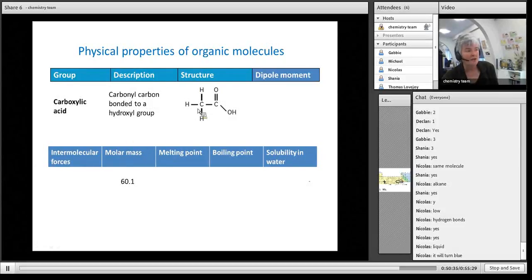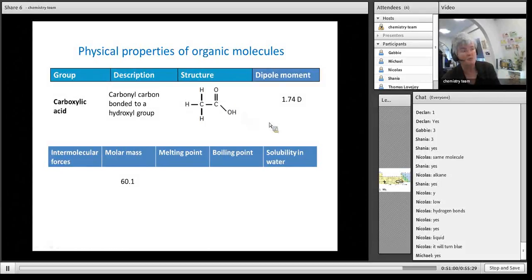Do you think carboxylic acids can form hydrogen bonds? Actually, there's a dipole moment there. Not that that's important, but you can see it is a polar molecule. So, do you think this will form hydrogen bonds? Yep, because remember the conditions, I must have a hydrogen bonded to a very electronegative element of either oxygen, fluorine, or nitrogen, and there it is.